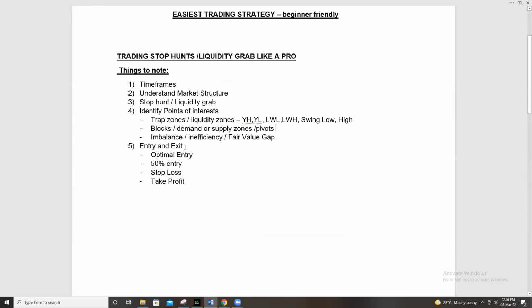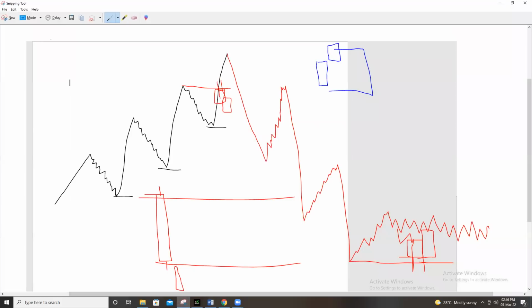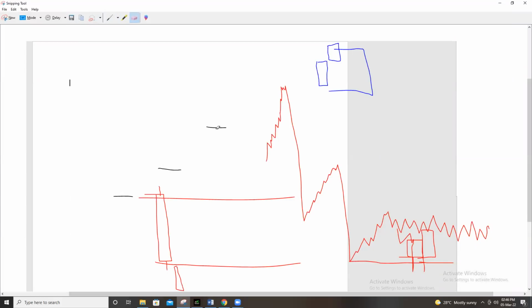Then the fifth thing that you need to understand is the entry and exit. With entry, there's something that we call optimal entry. There's also the 50% entry, and of course the stop loss and take profit. There are videos on the YouTube channel on how to place a stop loss and a take profit. But for this video, let's talk about the optimal entry and the 50%. For me, I always like the 50%, but let me show you.